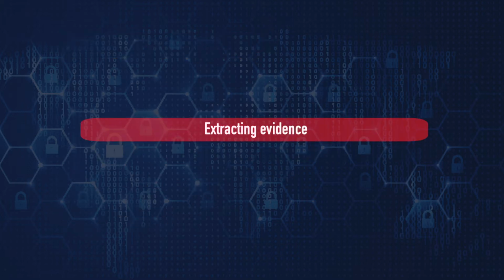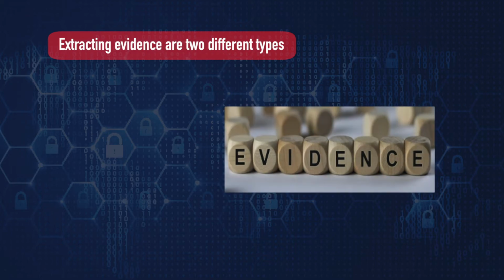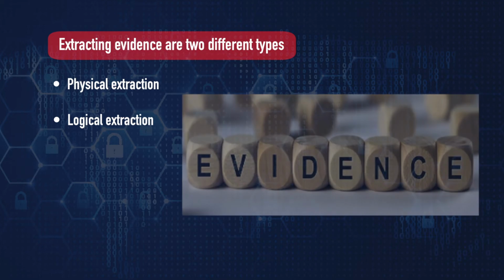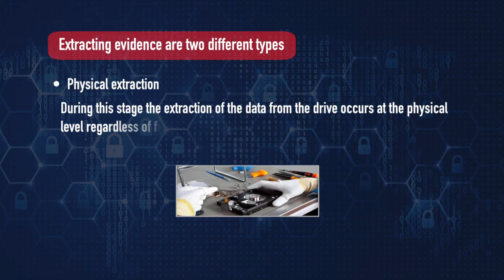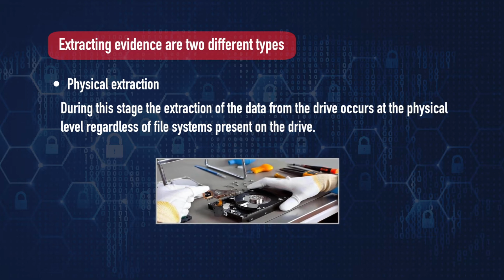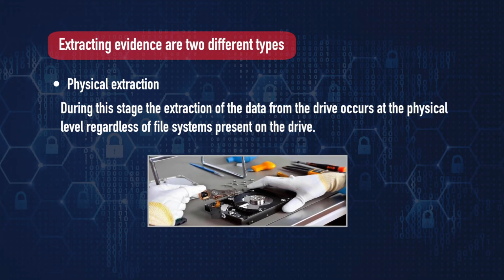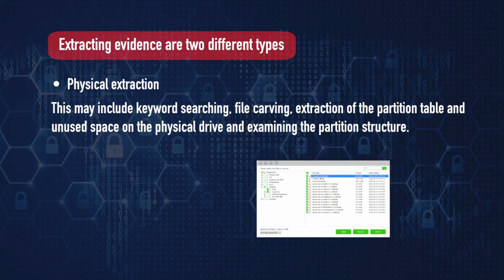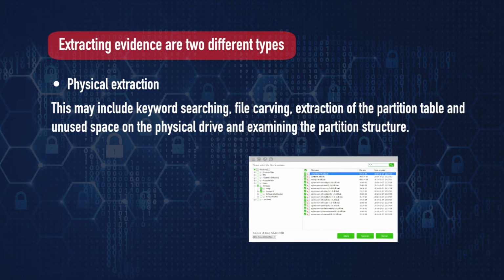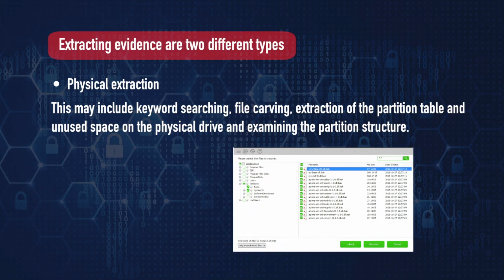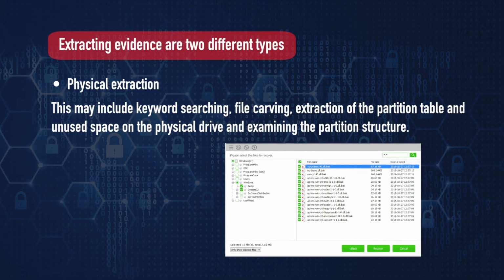Next is extracting evidence. There are two different types of extraction, namely physical extraction and logical extraction. Physical extraction: during this stage, the extraction of the data from the drive occurs at the physical level regardless of the file system present on the drive. This may include keyword searching, file carving as we discussed earlier, extraction of the partition table and unused space on the physical drive, and examining the partition structure, etc.